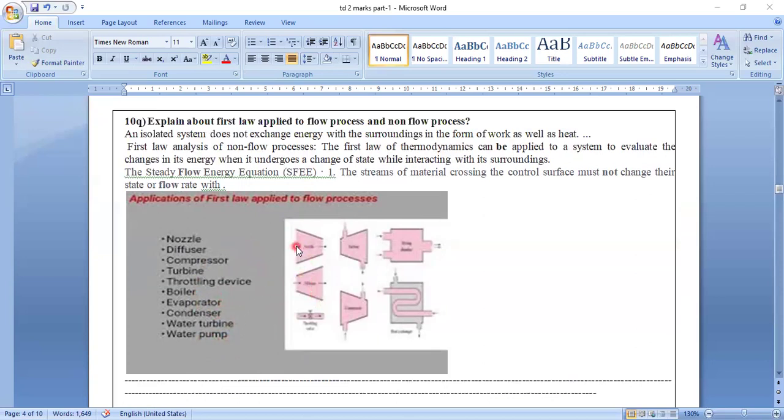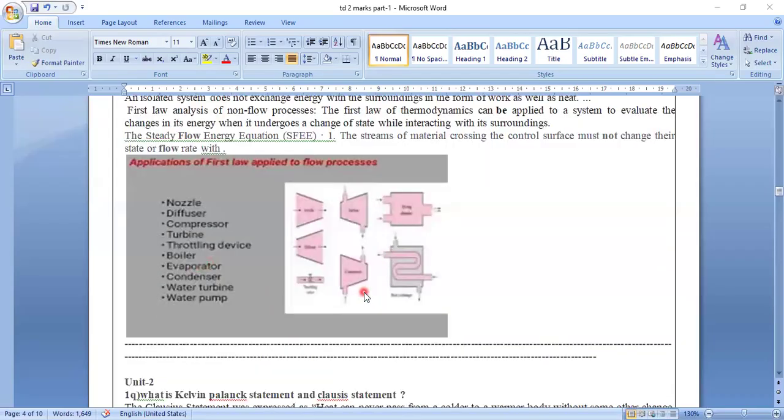You can see this is a nozzle, and this is a turbine. Here is a big area and here a small area; here a small area and this is a big area. The nozzle increases the velocity, and the other decreases the velocity. This turbine has one inlet and one outlet. This is a compressor, with two inlets and one outlet. This is also there, the condenser, with the condenser coil here.